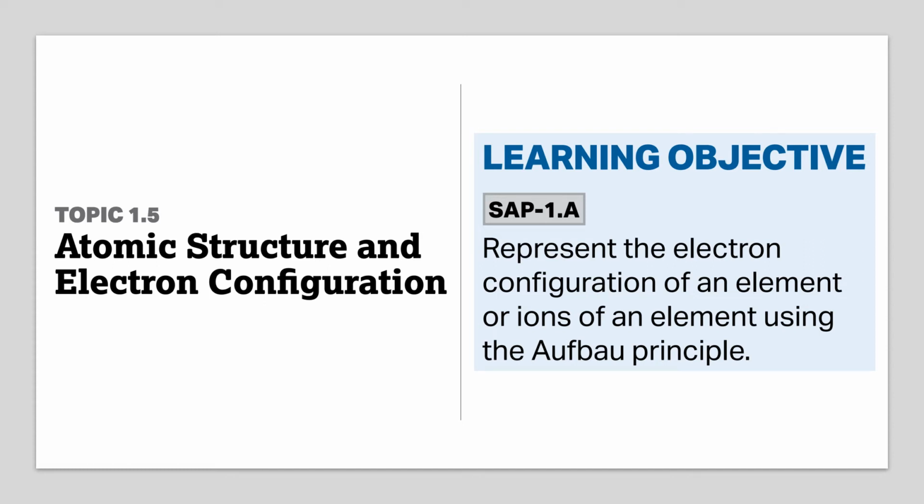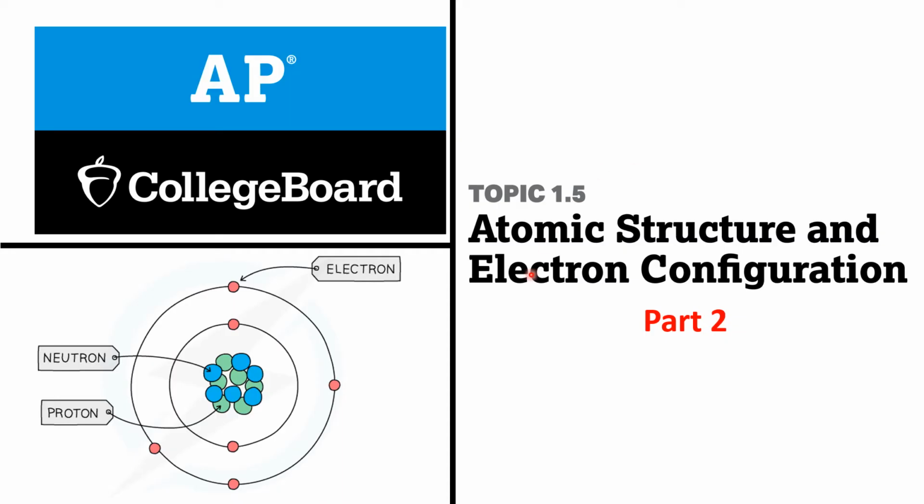The learning objective of the topic is to represent the electron configuration of an element or ions of an element using the Aufbau principle. We have already discussed the Aufbau principle in part 1. In this video, I'll be talking more about electron configuration of elements as well as ions. So this is topic 1.5, atomic structure and electron configuration, part 2, and this is taken from AP Chemistry College Board.